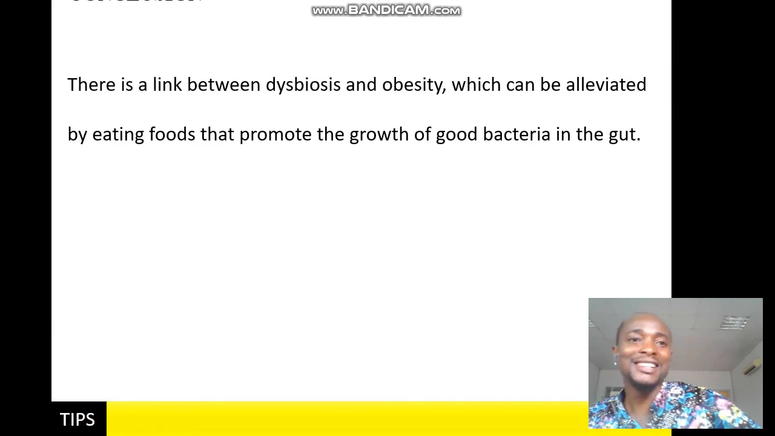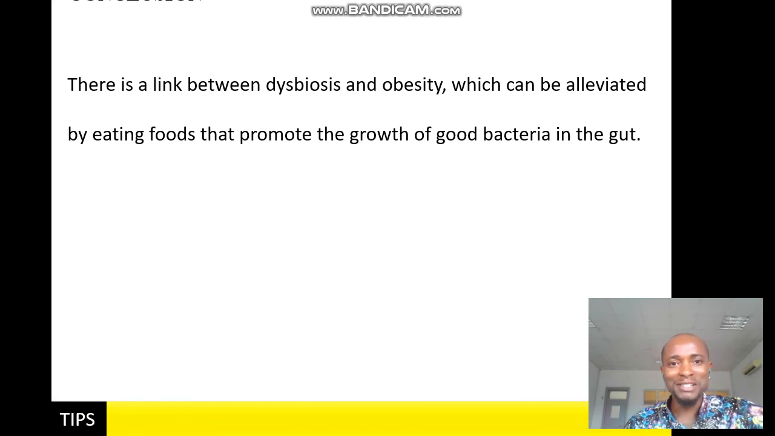And here is our conclusion, that there is a link between dysbiosis and obesity, which can be alleviated by eating foods that promote the growth of good bacteria in the gut.